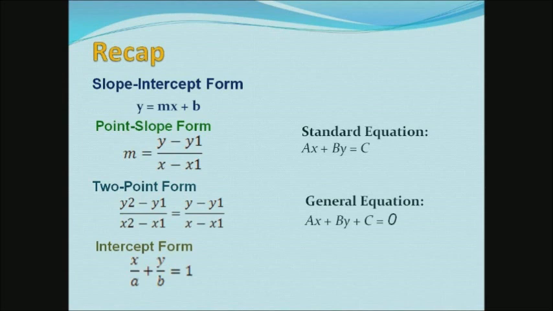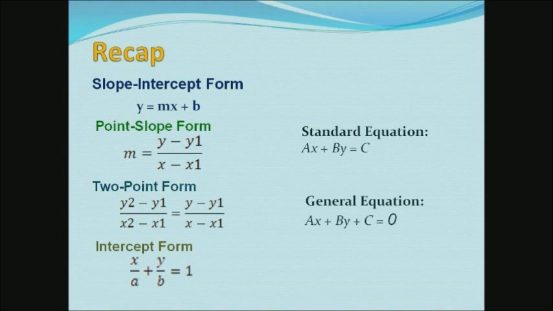Next is the two-point form. We have y2 minus y1 over x2 minus x1 equals y minus y1 all over x minus x1. So all of this x1, x2, y1, y2 are the coordinates of our 2 points, point 1 and point 2. So for point 1, those are x1, y1, and in point 2, those are our x2 and y2.